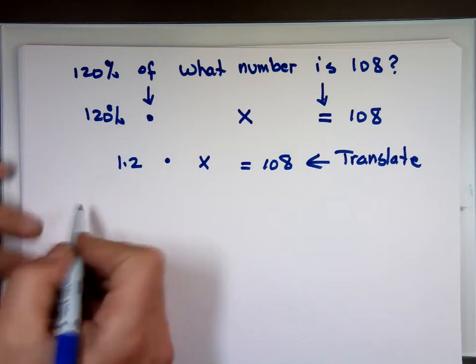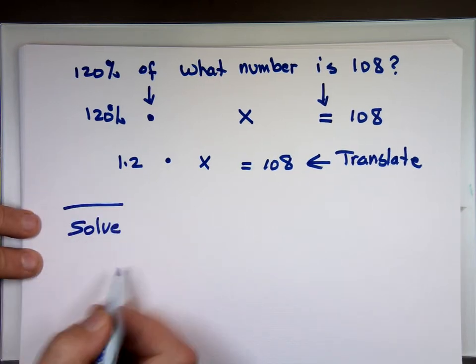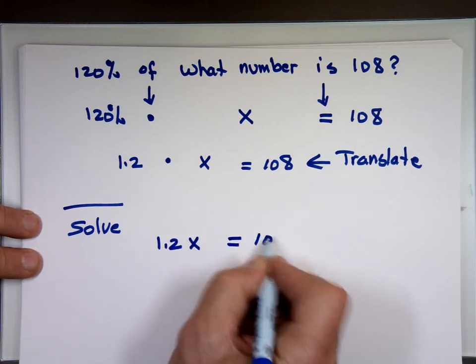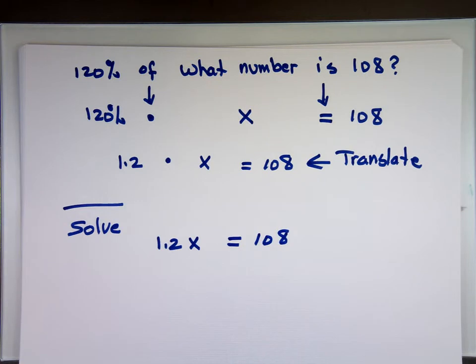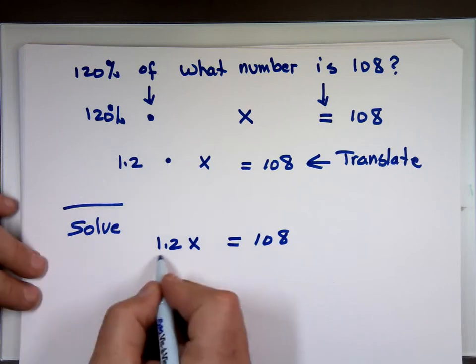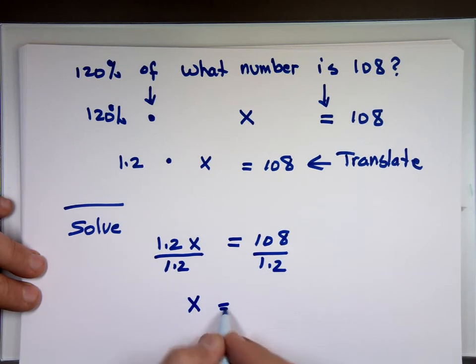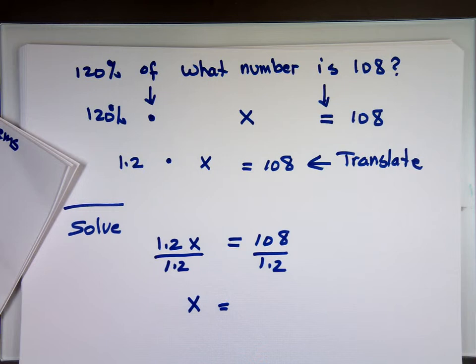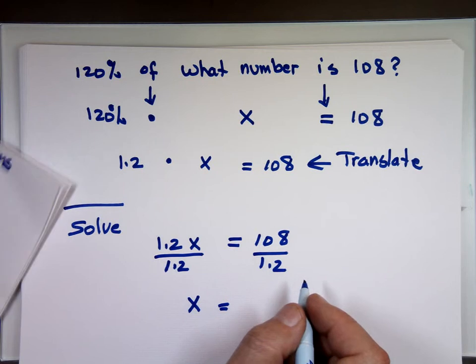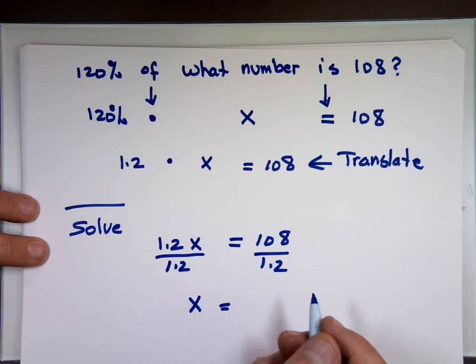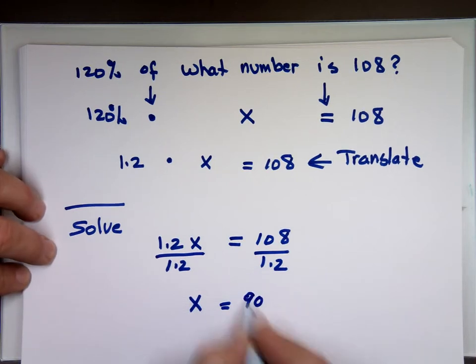If you want to solve them now, this becomes 1.2 times x, which is 1.2x equals what? 108. How do we solve it? Divide by 1.2. I'll cheat. What is 108 over 1.2? 108 divided by 1.2? 90 even? 90.